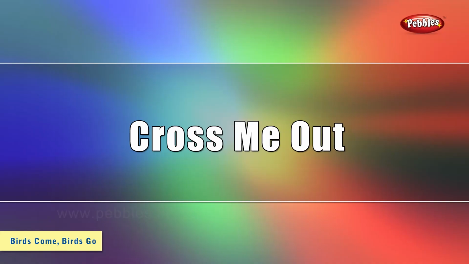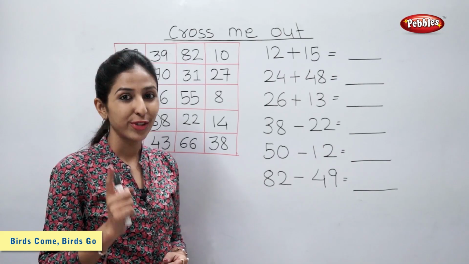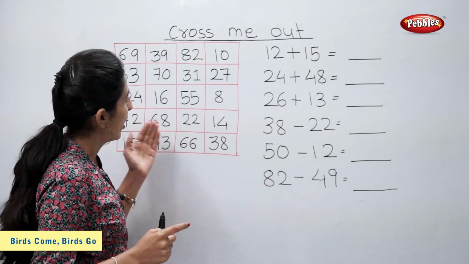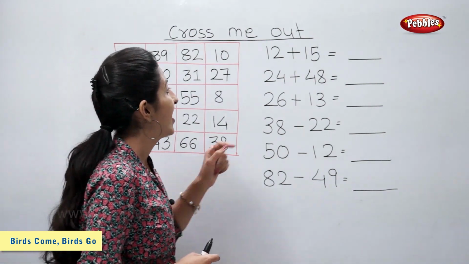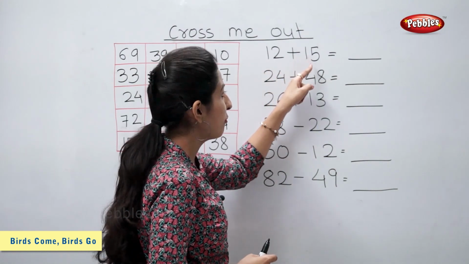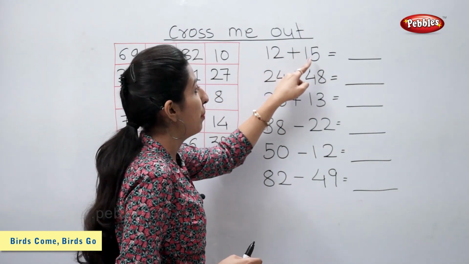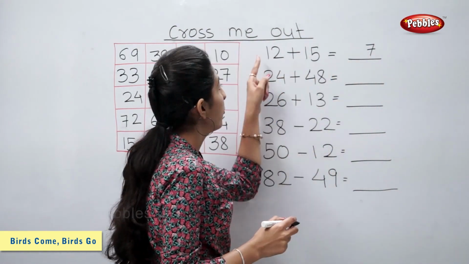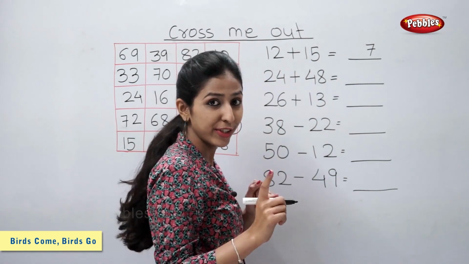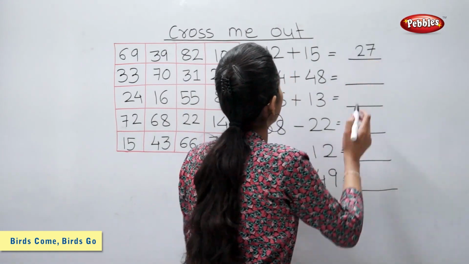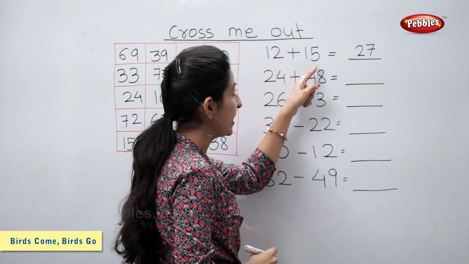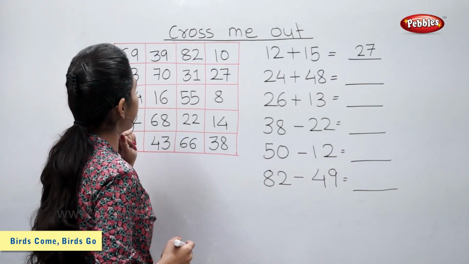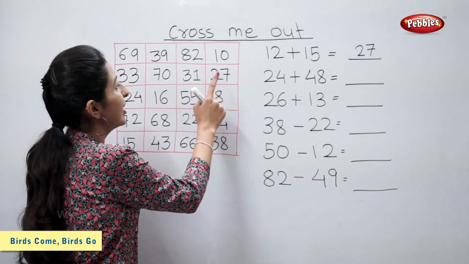Cross me out. Students, let's find answers quickly and cross out the numbers. 12 plus 15. 2 plus 5 is 7. 1 plus 1 is 2. So 12 plus 15 is equal to 27. Let's find 27.